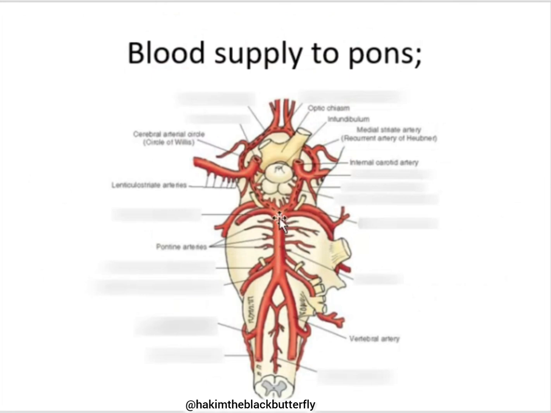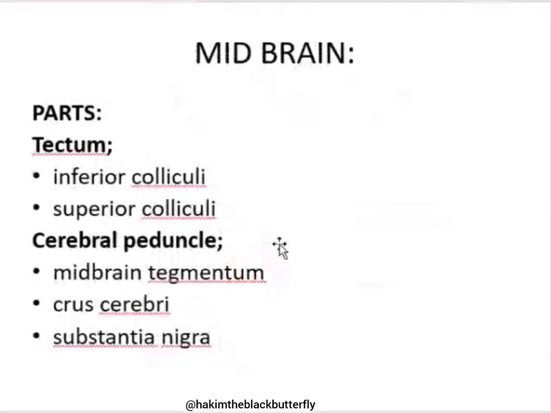Blood supply to the pons is the basilar artery. I said the basilar artery moves on the anterior surface of the pons, grooving it to form the basilar groove. And this basilar artery gives off pontine arteries. We have short ones which are paramedian and long ones. So all these are pontine arteries, branches of the basilar artery. They supply the pons with blood.